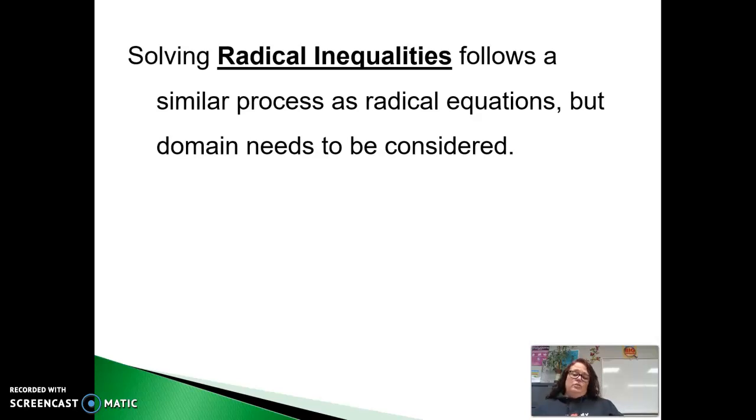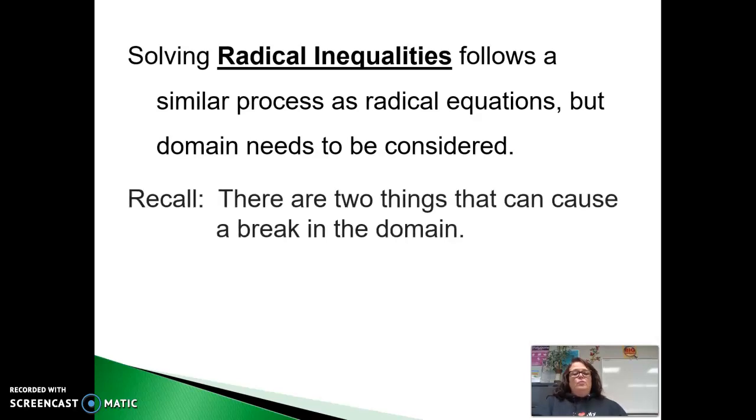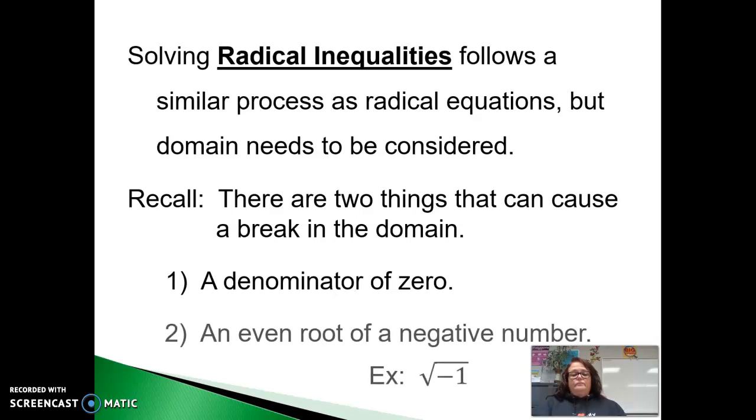Kind of like how we were checking our answers for extraneous solutions in the previous section, this time we've got to look at domain considering those inequalities. Remember we said there are two things at this point that can cause a break in the domain, because the third one is logs that we'll talk about later. One is a denominator of 0, and the second is an even root of a negative number. It could be a square root, a fourth root, anything like that.